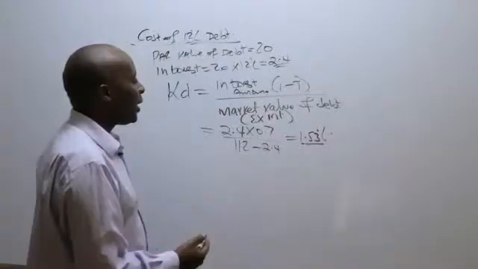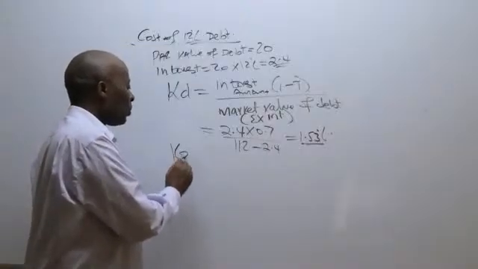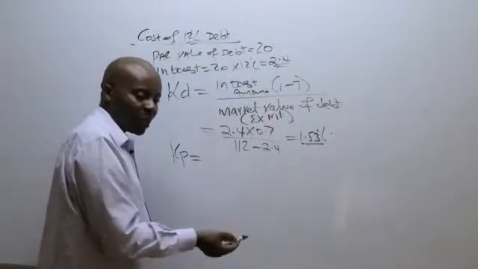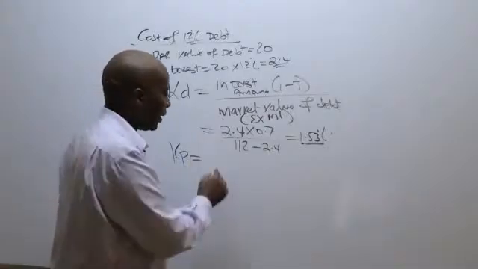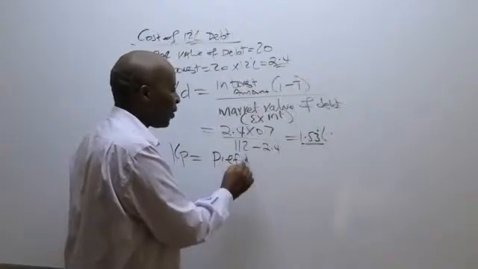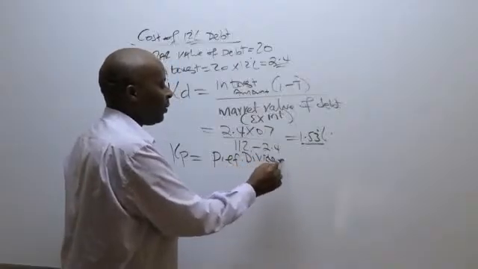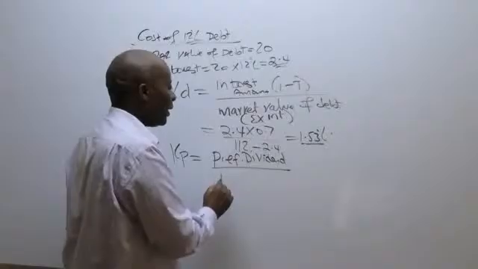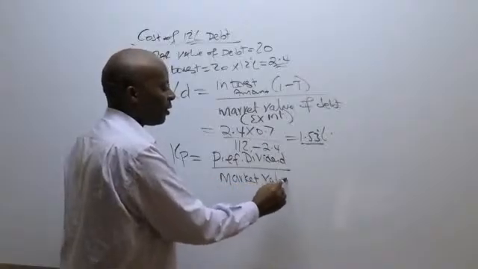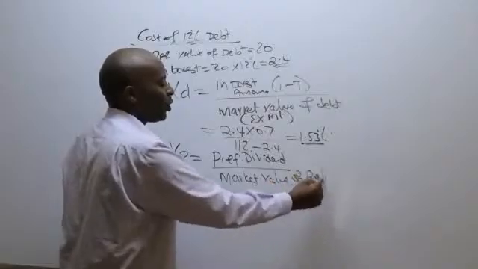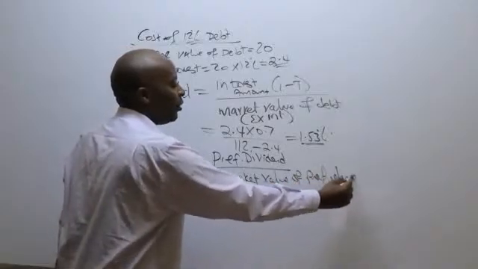And then that takes me to KP, cost of preference, the same aspect. Preference shareholders, we normally give them what we call preference dividends. So I'll take the preference dividend and divide this by the market value of preference share.